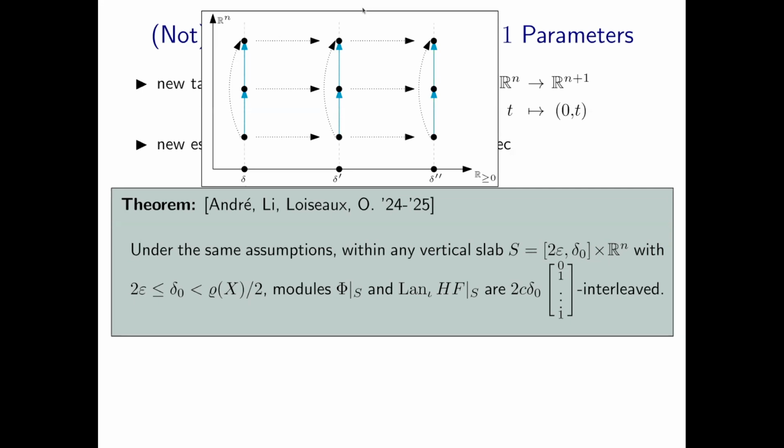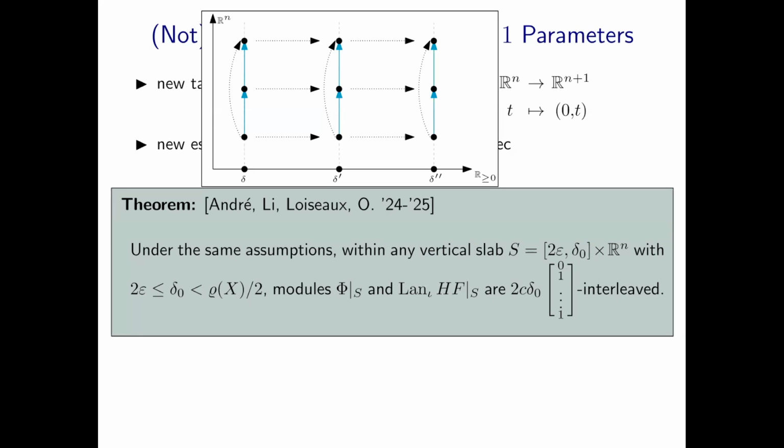So here is a picture of what that means. For every value of delta, if you take the restriction to the corresponding vertical slice, you have the 2c delta interleavings coming from the previous theorem, for every value of delta independently. But what this new result says is that these vertical interleavings are actually natural, so that they commute with the horizontal morphisms in the two modules with n+1 parameters.